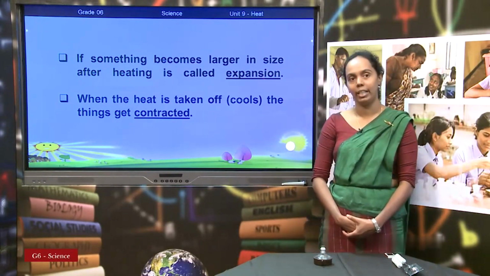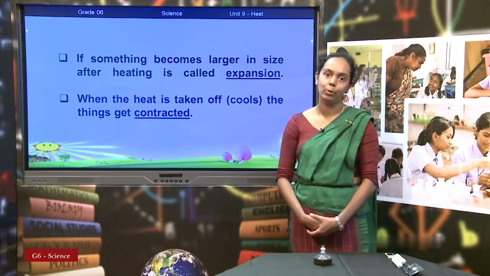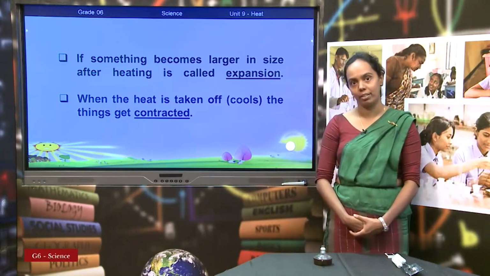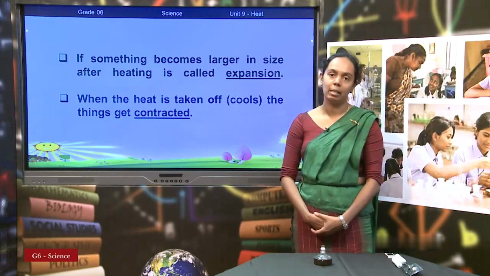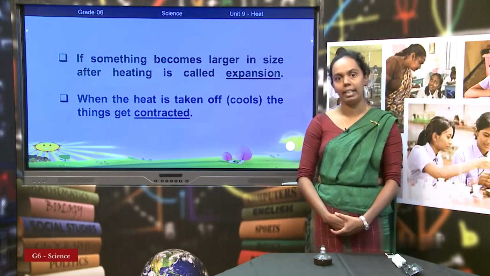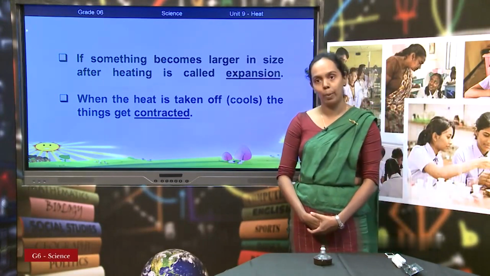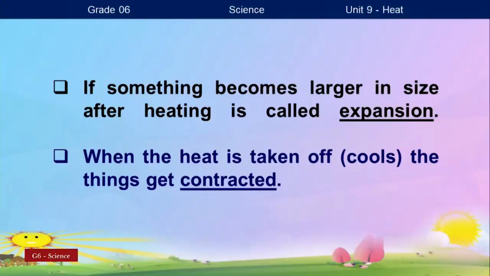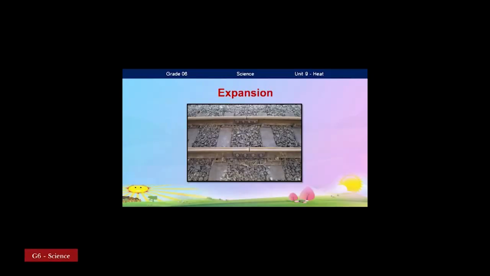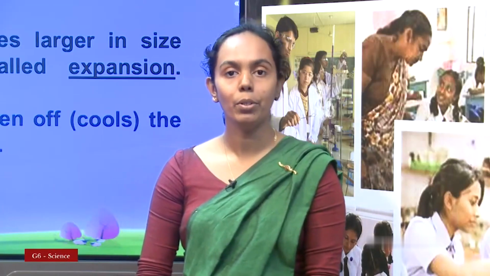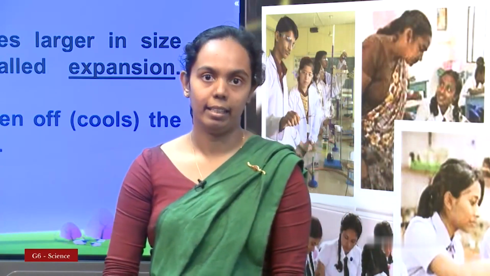The first question is, why is there a gap between railway tracks? Now you know in the daytime the tracks of a railway are heated. When they are heated, they expand. That means they become larger in size. When the sunlight falls on the rails of a railway track, the rails are heated. Then they expand. If there is no gap between them, the rails bounce against one another. Because of that, trains are derailed.